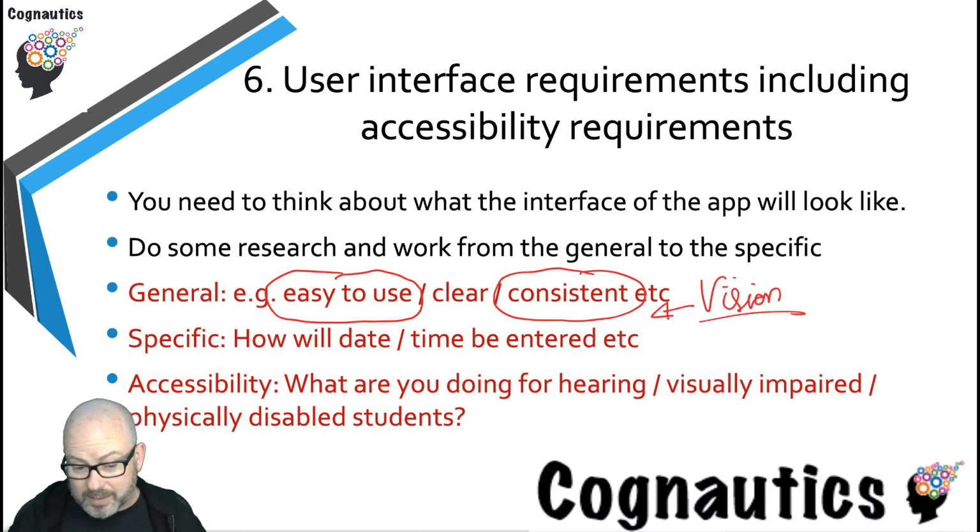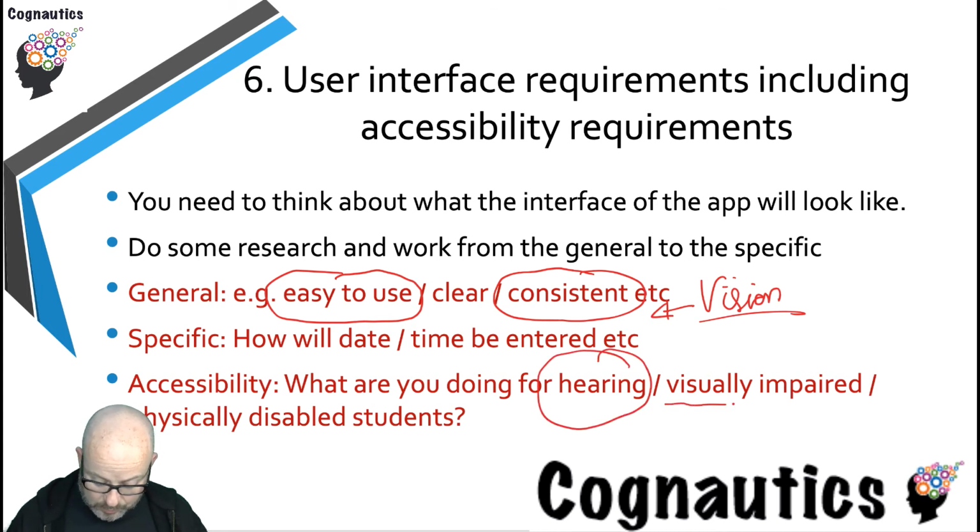Once you've done that, I then want you to think about what you're going to do for the hearing impaired. Now, you should mention visually impaired, but clearly, if people are blind, they're not going to be taking driving lessons. However, you do want to consider how your app is going to be useful for people with disabilities.